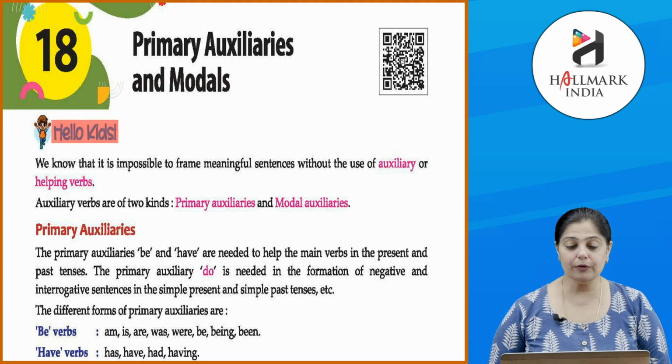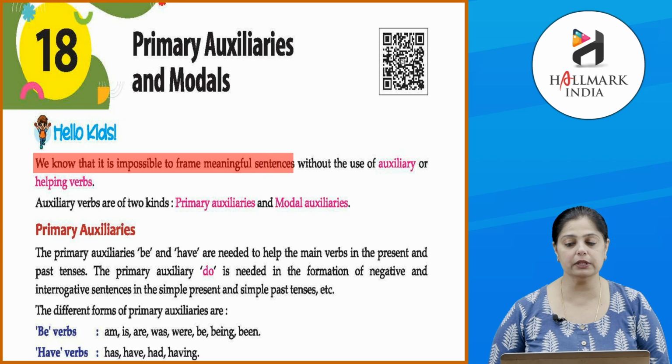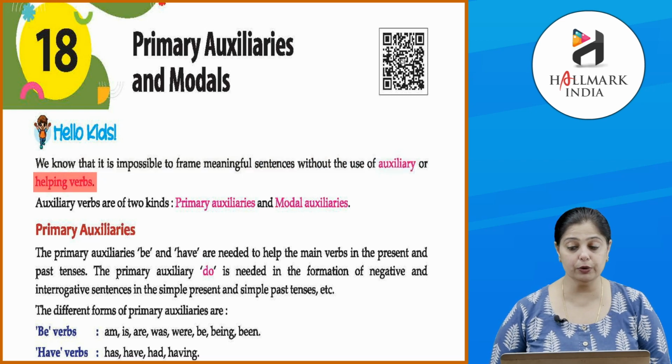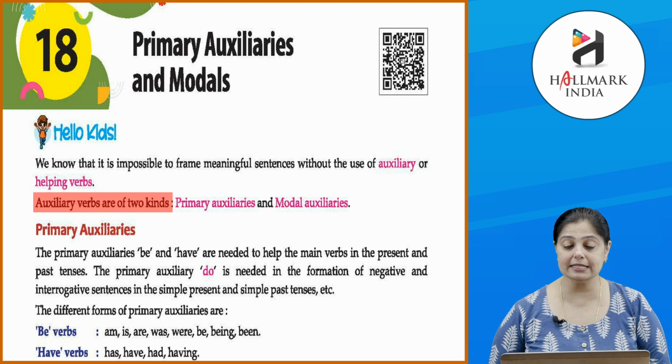So, hello kids, we know that it is impossible to frame meaningful sentences without the use of auxiliary or helping verbs. Okay, so it is not possible without these auxiliaries to form any sentence. It will not make any sense. Auxiliary verbs are of two kinds, primary auxiliaries and modal auxiliaries. Now what are the primary auxiliaries?